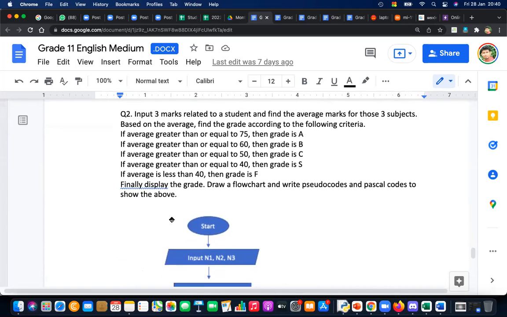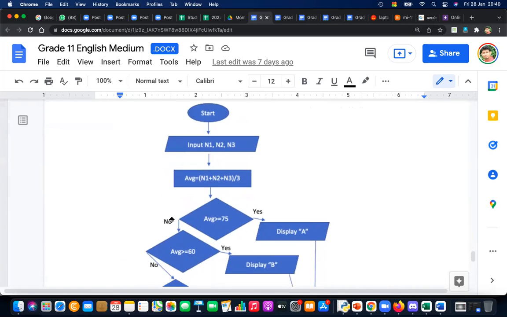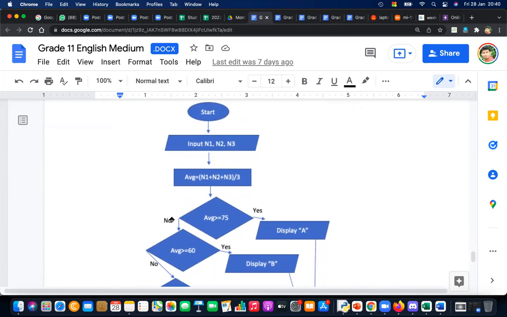Okay. Then we did multiple if statements. So you entered 3 numbers and found the average.